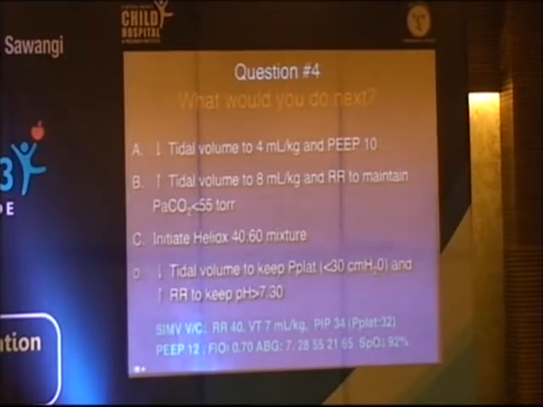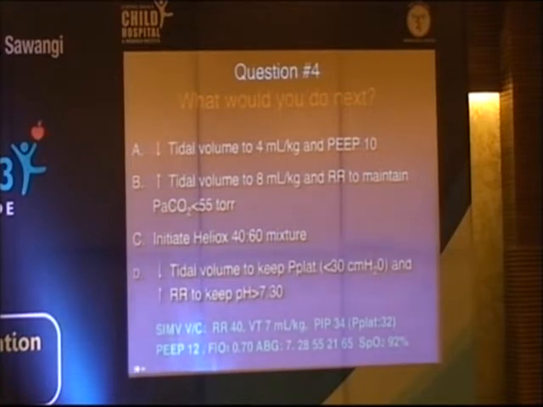Here are your settings: rate of 40, 7 mLs per kilo, plateau pressures are 32, PEEP's 12, FiO2 is 70. And here's your blood gas, PO2 is 65. C? How many of you think C? Don't do anything? Don't just do something, stand there. Have you ever heard that saying? Don't just do something, stand there.